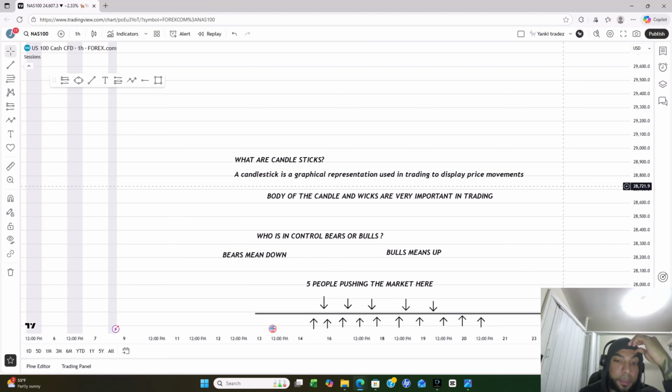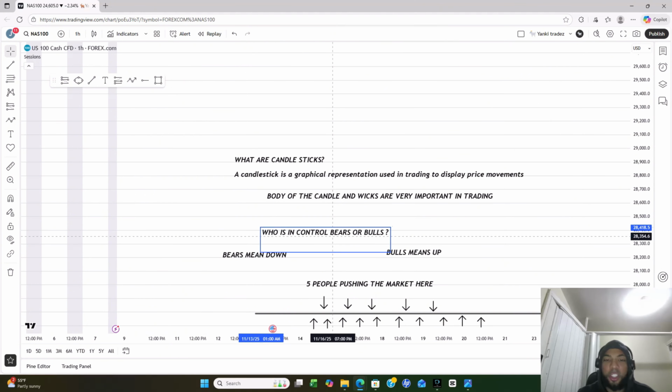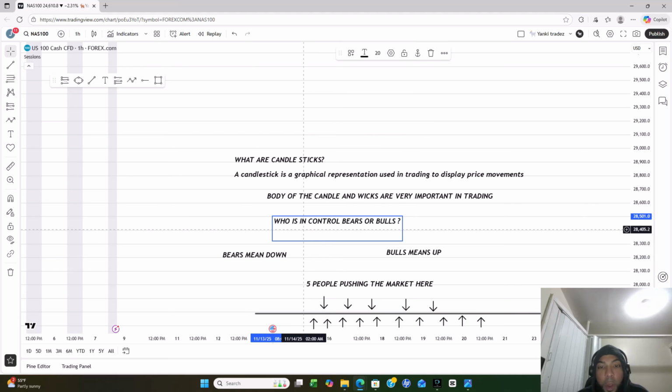Okay. Anyways, who's in control? Who's in control of the market? This is really important, that way you can identify the uptrend. You guys know what an uptrend is, or the downtrend, right? Who's in control of the market at the moment? Is it the bears or is it the bulls? Those are terminologies in trading.